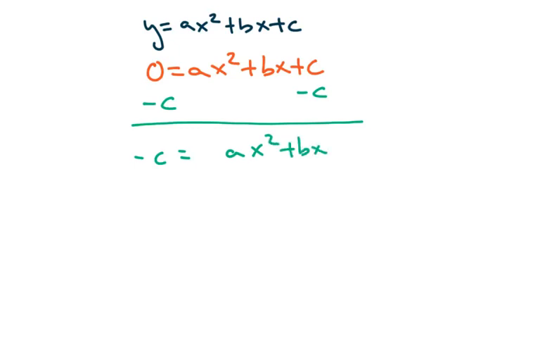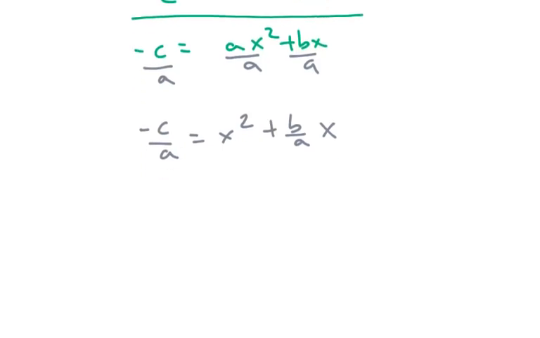Now, if you recall, in order to complete the square, we have to have a leading coefficient of 1. Right now, our leading coefficient is a, which could be 1, but doesn't have to be. So, an easy way to get rid of that is we're going to divide through by a. So we have negative c over a equals x squared plus b over a x. The next move is that when we complete the square, we take this b over a value, we divide by 2 and square it.